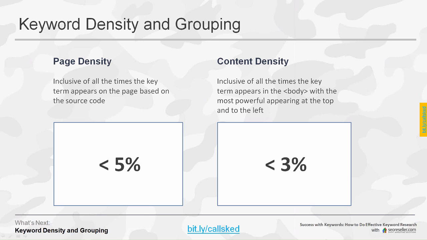When we take a look at keyword density, we take a look at both page density and content density. Page density is the number of times the keyword is mentioned inside the entire page's source code. That means including navs, including branding, including footers. How many times are the core terms used throughout the entire page? Content density just talks about how many times the keyword is mentioned within the body HTML tags.